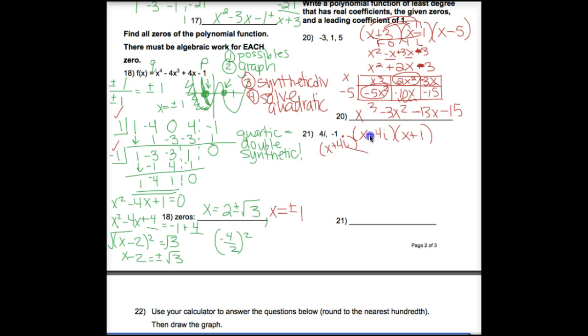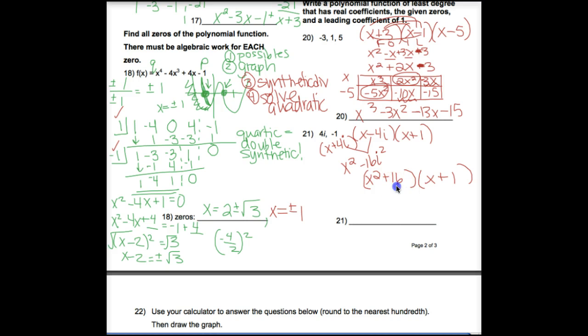Now, FOIL these two together first. X squared, the outsides and the insides cancel. They're opposites. So there's no O and I here. It's just now the last. It's minus 16i squared. Minus 16i squared, negative 16 times negative 1 is positive 16. So you've got x squared plus 16 times x plus 1.